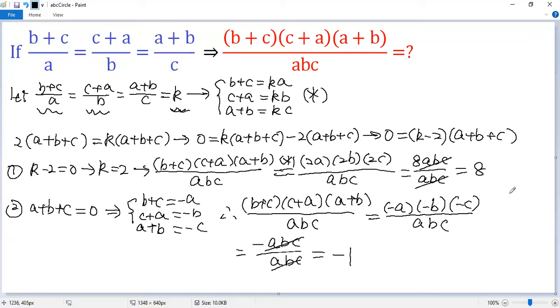So we get two solutions to the given problem, 8 and negative 1.